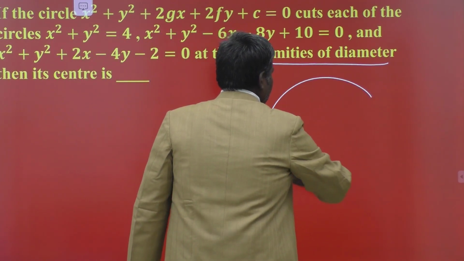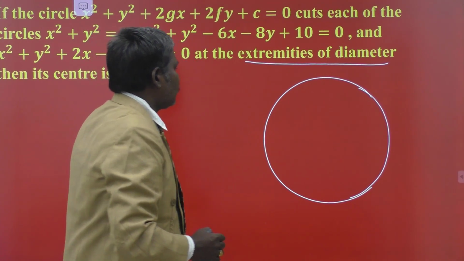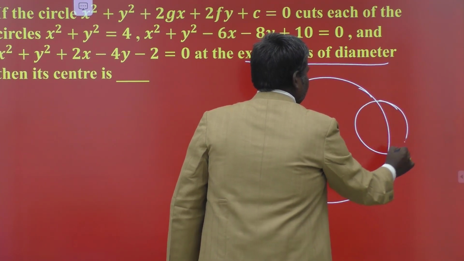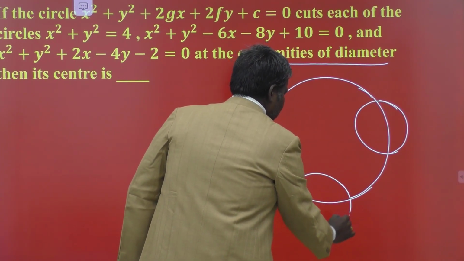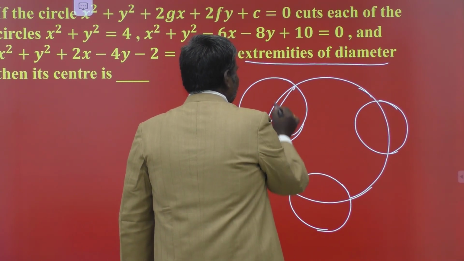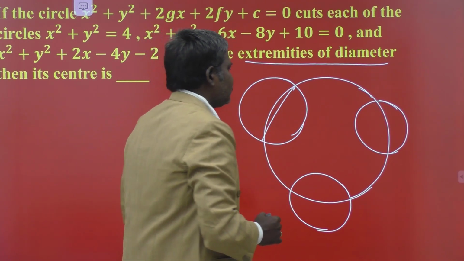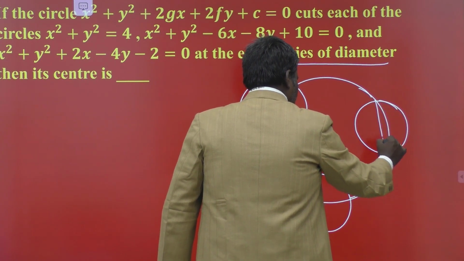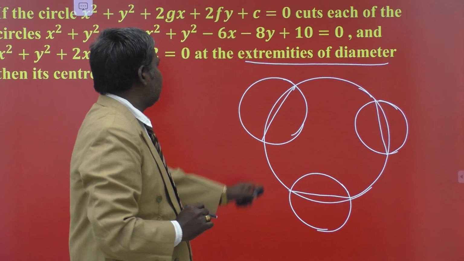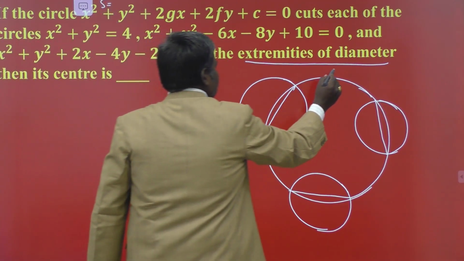Suppose this is my circle, x squared plus y squared plus 2gx plus 2fy plus c equal to 0. What is the role of the circle? It bisects the three circles. That is the given condition. This is one of the circles, this is the second circle, this is the third circle. Bisecting the circumference means it makes half of the circumference of the circle. This is the work of the circle S equal to 0, say.